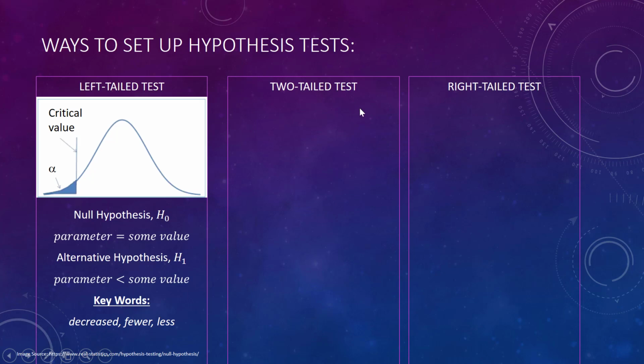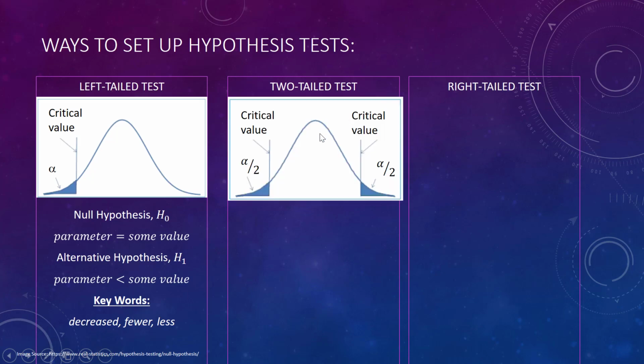Let's look at a two-tailed test. In a two-tailed test, we have two equal but opposite critical values that separate two tails of the probability distribution. Notice that our alpha is divided equally between these two tails. Therefore, the area to the left of the critical value is alpha over 2, and the area to the right of this critical value is also alpha over 2.